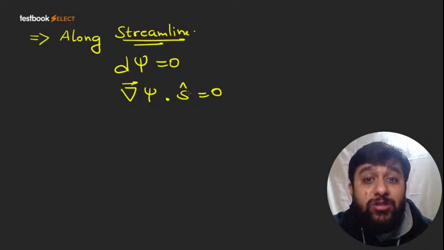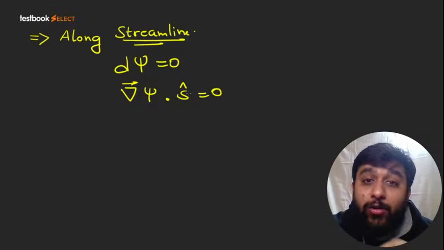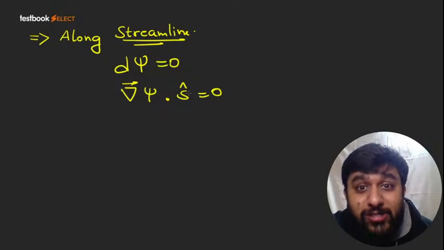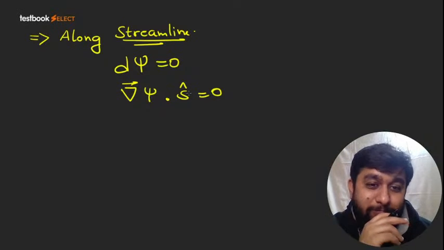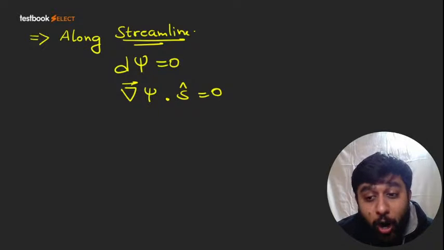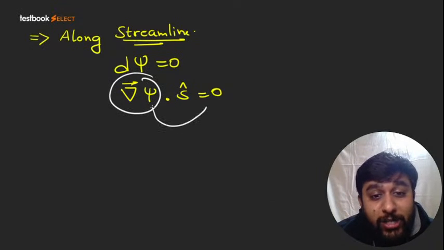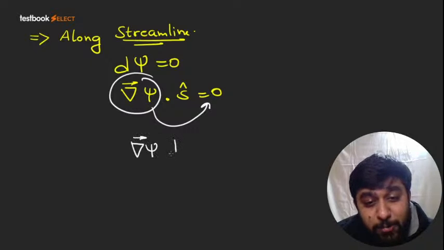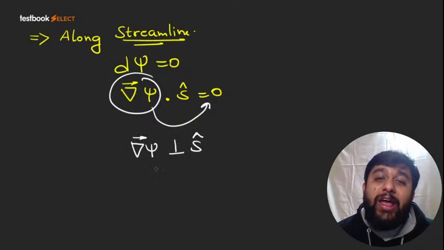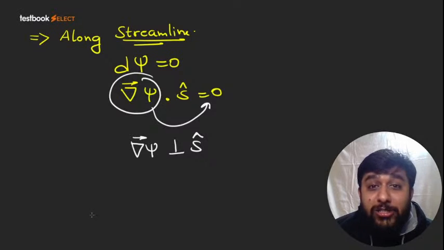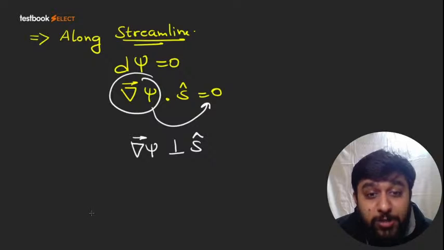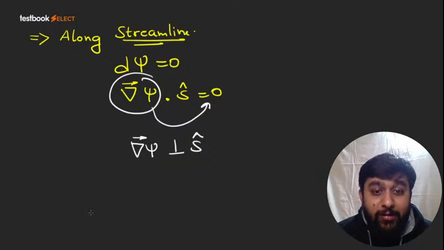But along the streamline the psi value is constant. Therefore, the gradient component along the streamline will be 0. So, if the gradient component along the streamline is 0, this means the gradient vector is perpendicular to the streamline. Gradient of stream function value is perpendicular to the streamline, right?